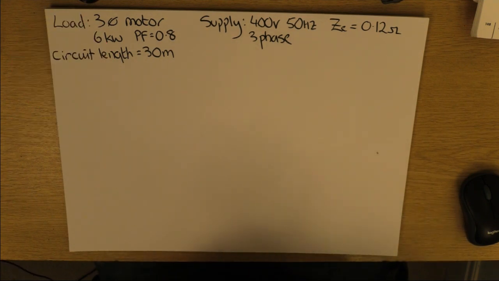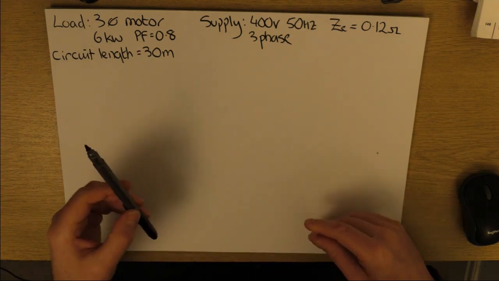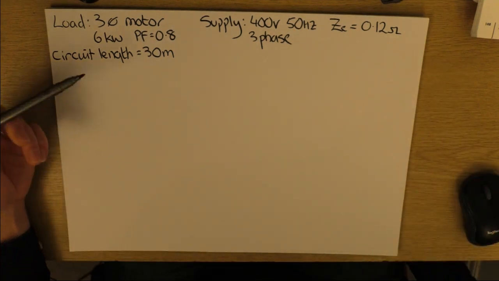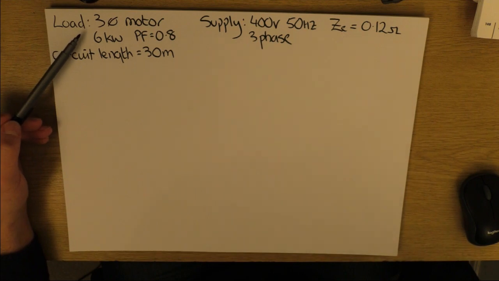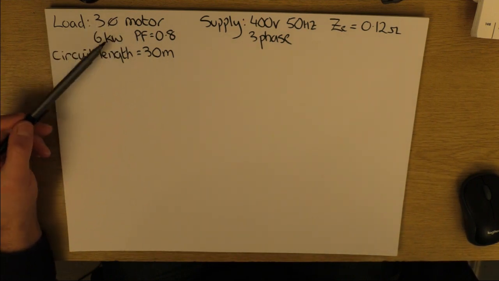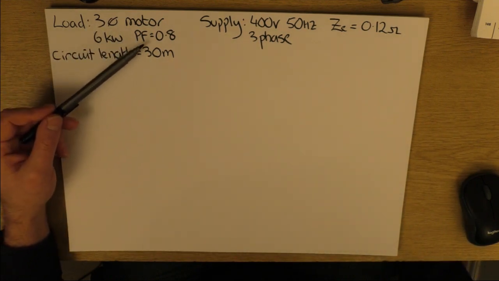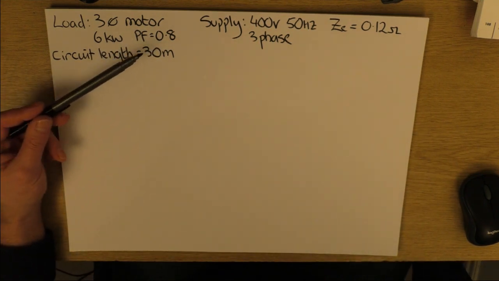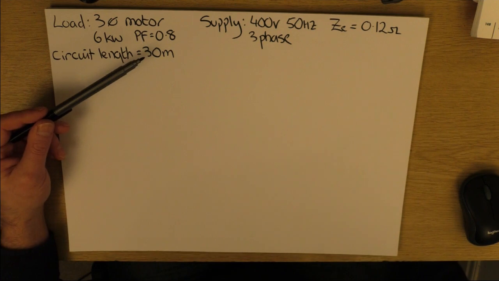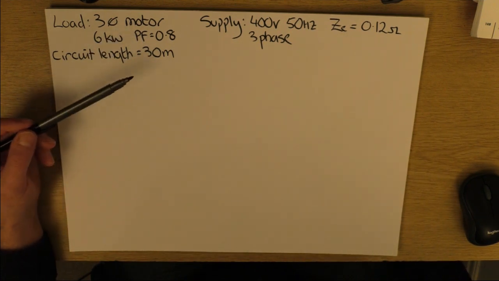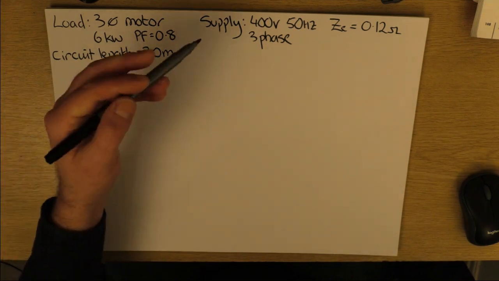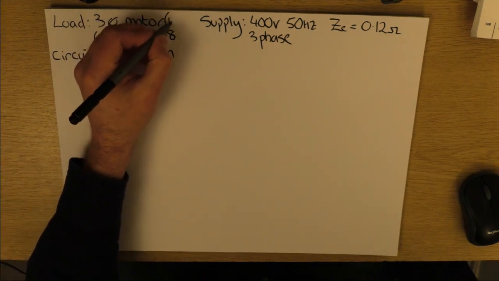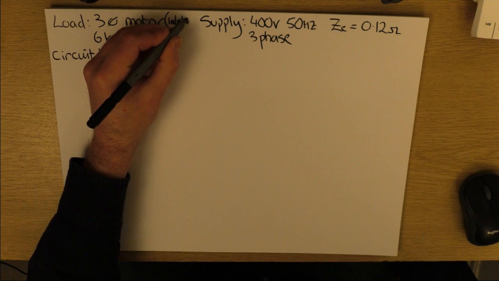Righto, so where do we start? Well, let's just remind ourselves what we're calculating here. So our load is a three-phase motor, 6 kilowatt, and it's got a power factor of 0.8, so not quite perfect, producing a bit of reactance as you'd expect. It's an induction motor. I didn't state that, but it is. Induction.